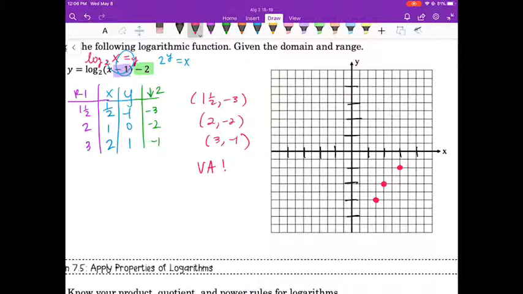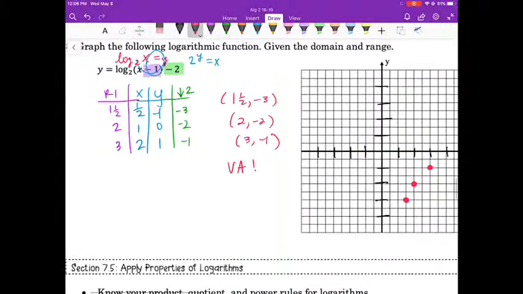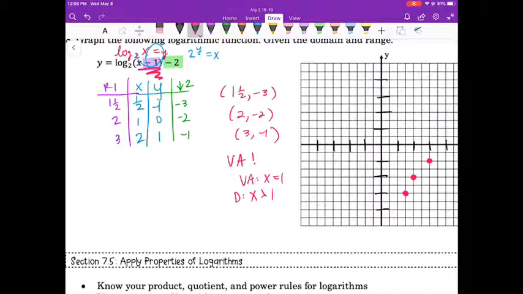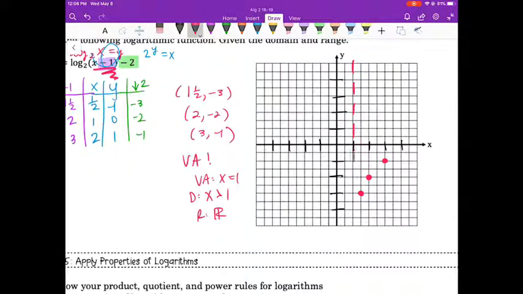Now, our graph is going to have a vertical asymptote that would be affected by a horizontal translation. So that x minus 1 causes our vertical asymptote to move to the right, to x equals 1. That also affects our domain because we can't plug in anything to the left of that vertical asymptote. Our range, though, is all real numbers, just like how our domain for an exponential function was all real numbers. And there is our logarithmic function.